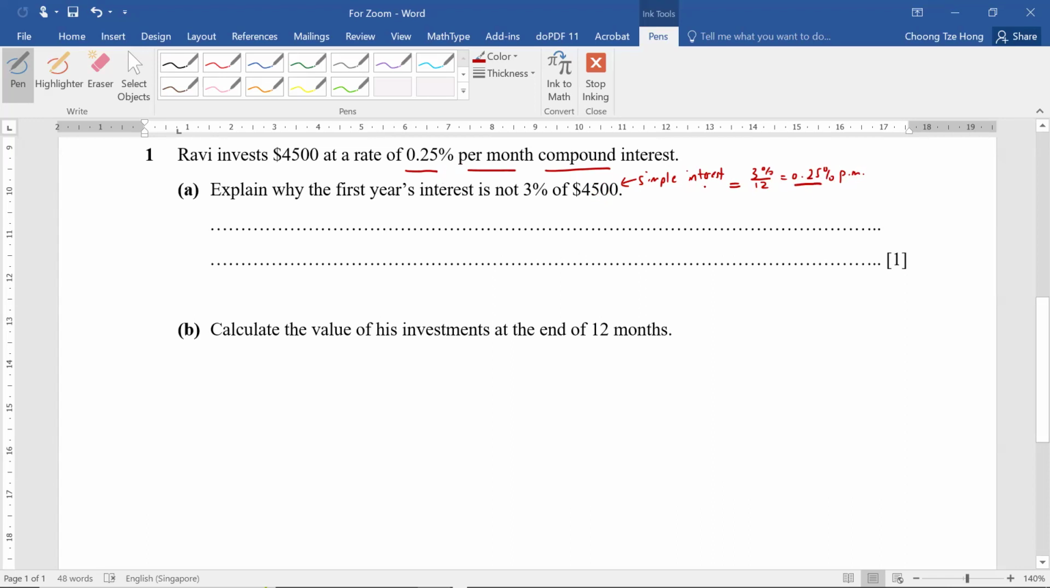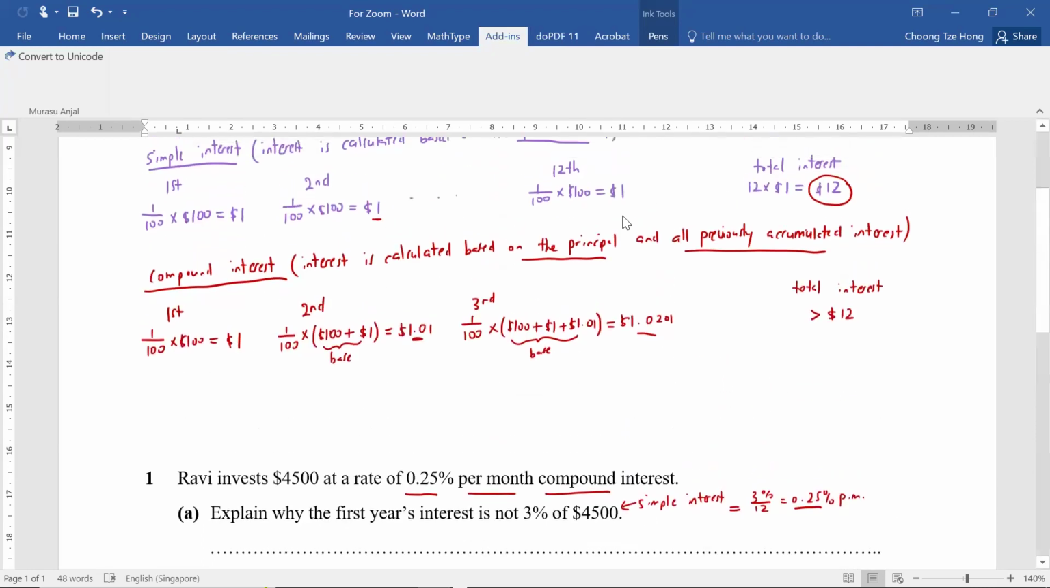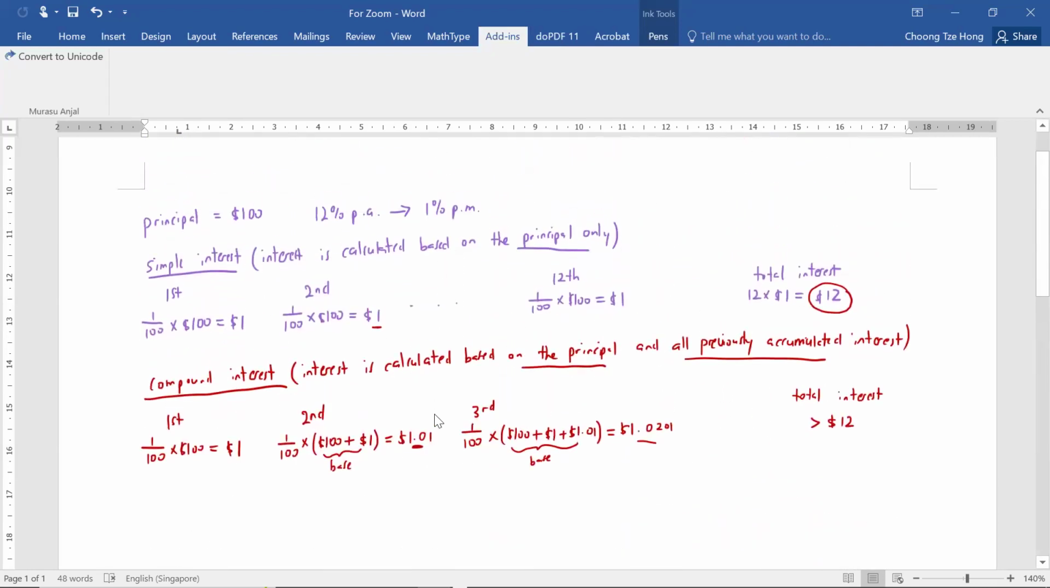So if one is simple interest, the other one is compound interest. Ravi's one is compound interest, right? It's going to definitely give a greater total interest by the end of the first year, because the interest from the second month onwards on a per month basis, as we can see from the example that I gave you, is definitely going to be larger and larger for each subsequent month.